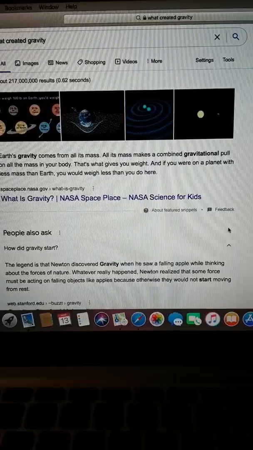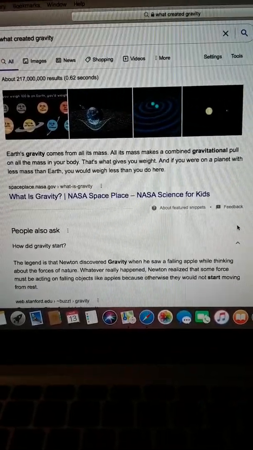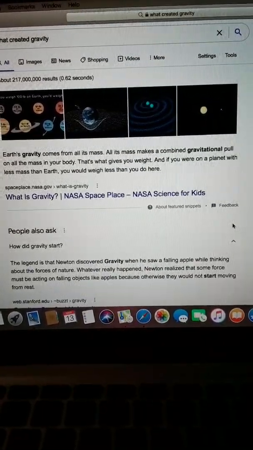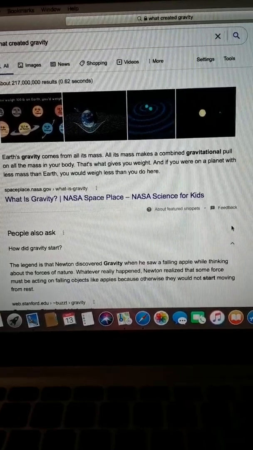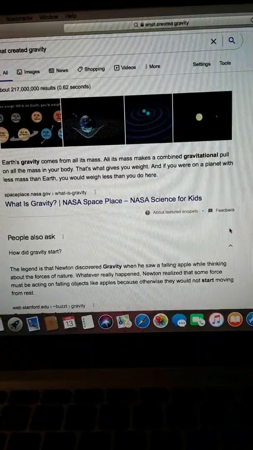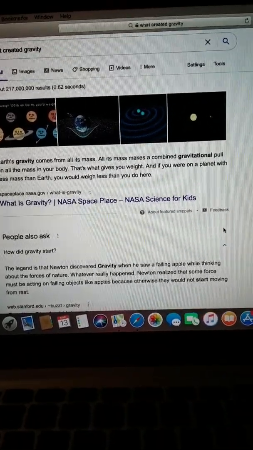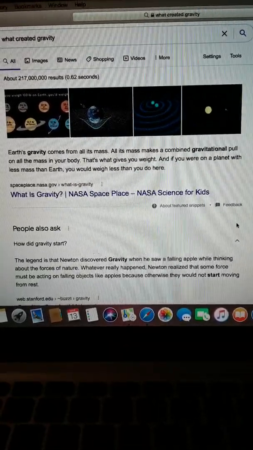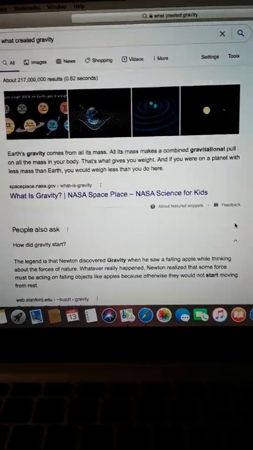All its mass makes a combined gravitational pull on all the mass in your body. That's what gives you weight. And that's why they differentiate weight and mass. Like fat and obese is the same, so is mass and weight. But they differentiate these two definitions to deceive you. And if you were on a planet with less mass or weight than the Earth, you would weigh less than you do here on the Earth.